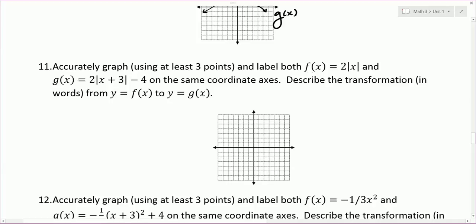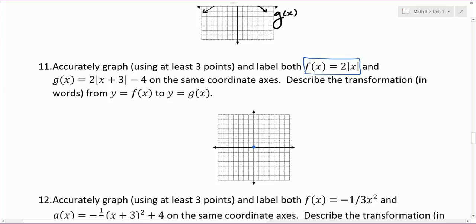So I'm going to plot f of x in blue. Notice f of x is a parent graph. It goes through the point (0, 0). If you plug a 0 in for x, you get a 0 for y. It's got a slope of 2.